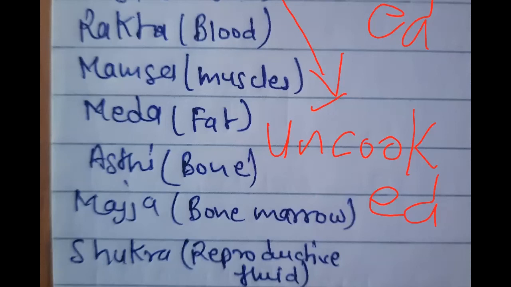We call it rasa. Uncooked rasa and cooked rasa. And then uncooked rasa remains in the body. It is converted into toxin, and then it is converted into ama.